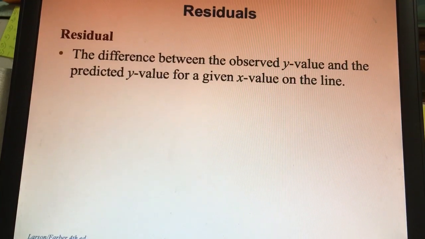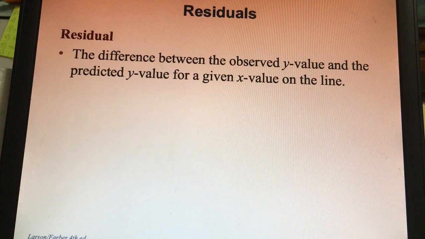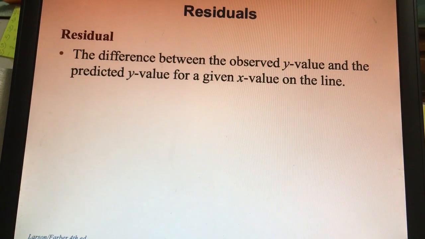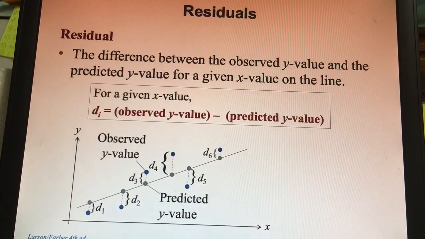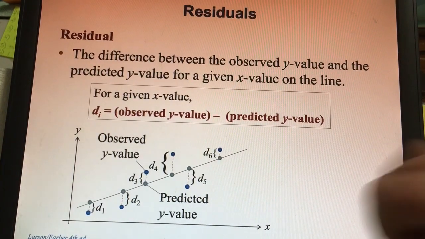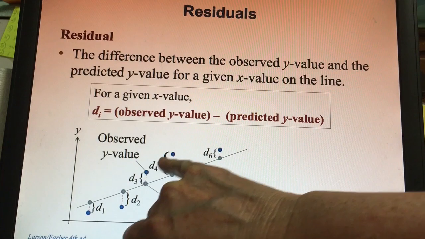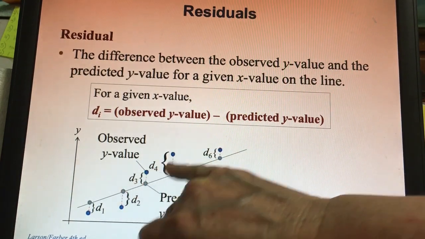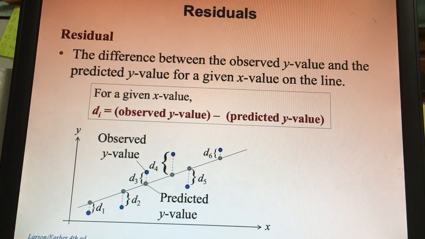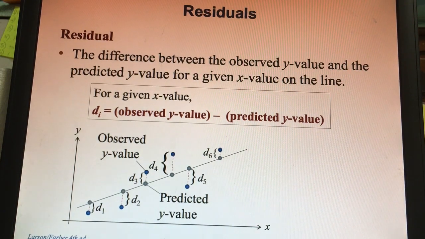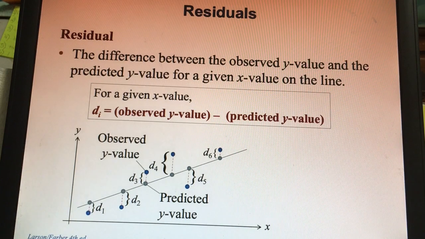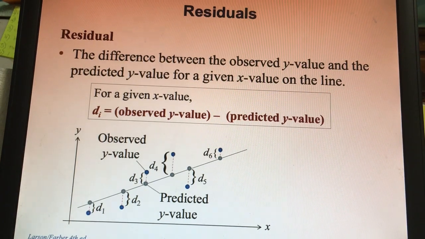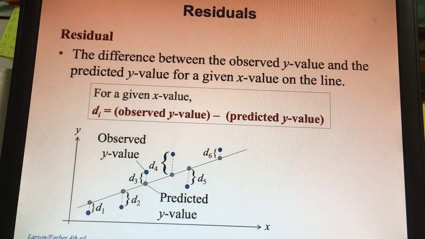And a residual is the difference between the observed y value and the predicted y value for a given x value on the line. So when they're talking about this least squares here, they're taking these little differences, these little residuals, and they wind up being squared, and we're looking for the squares of the residuals to be as small as possible. And so that's what's called a least squares regression.